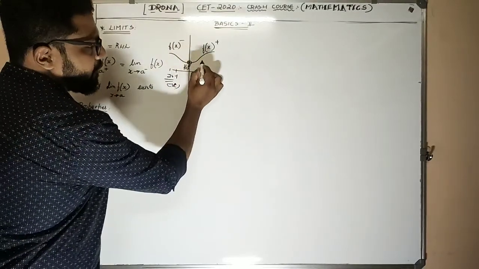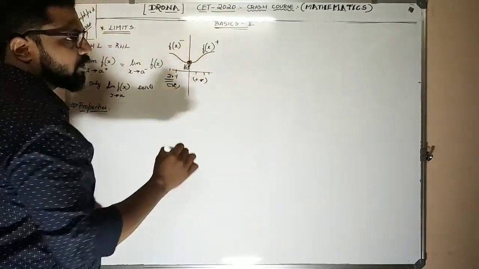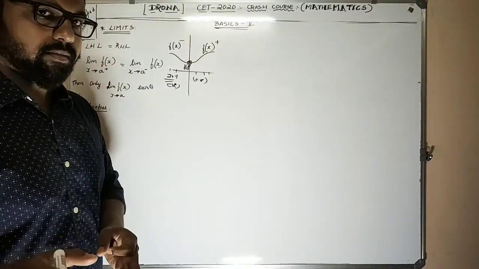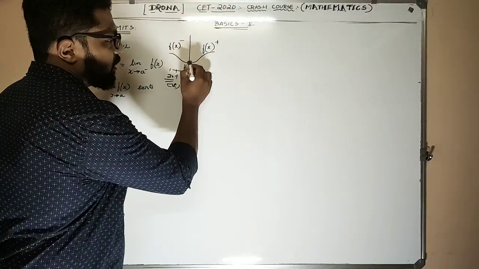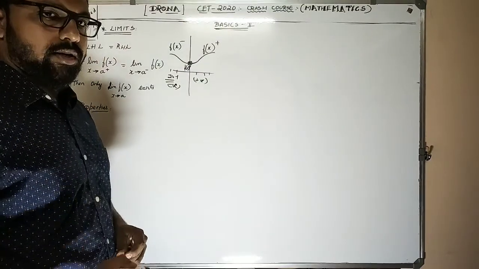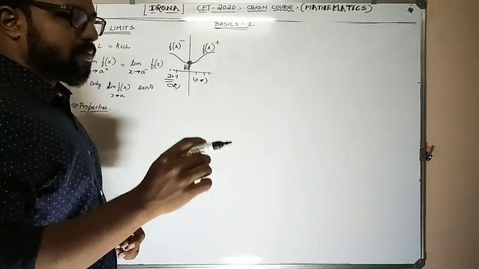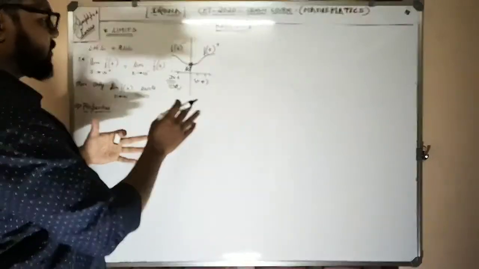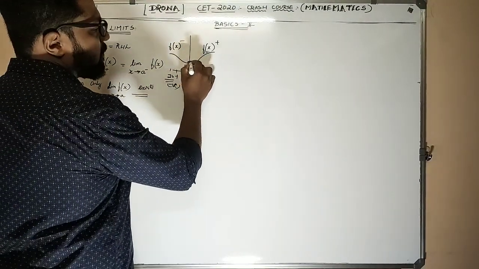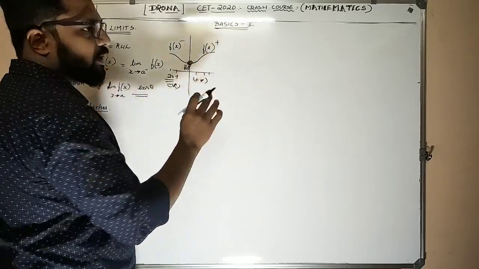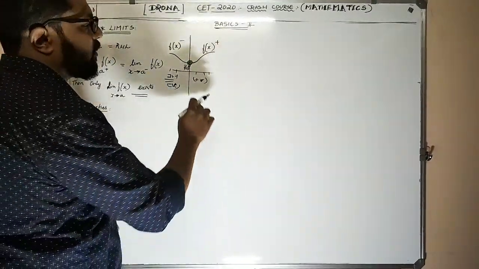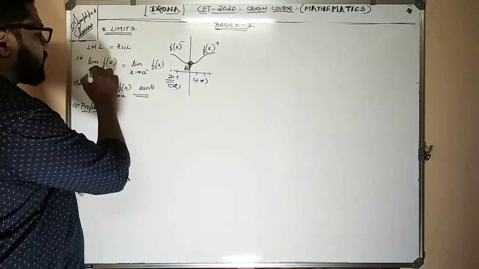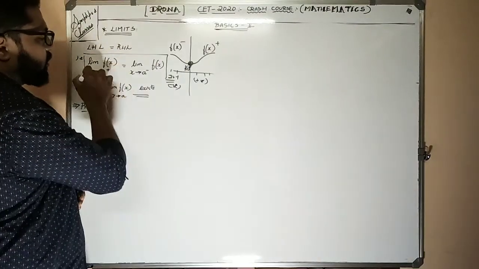Now if it comes and meets at one point, you all know that if the left hand limit and right hand limit are the same, then it is a continuous function, correct or not? If it is a continuous function, that means the limit will exist. So first comes whether the limit exists or not. If the left hand limit equals the right hand limit at any point of that function, that means both are equal. This condition is very important for you to understand.